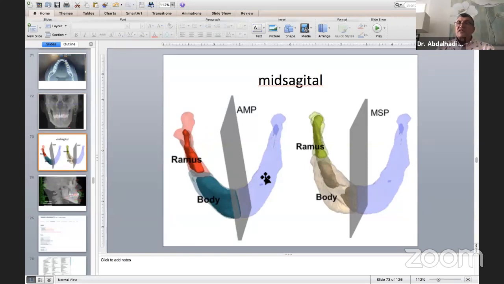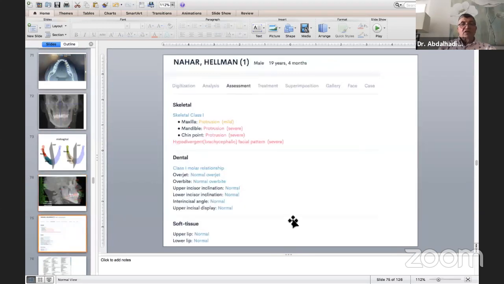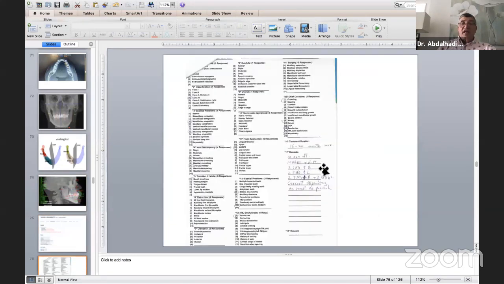So now I have two mid-sagittals. If I take the mid-sagittal of the mandible, you see it is deviated. This is left and this is right. Or I may take the mid-sagittal of the face and I see that it is deviated more to the left. Cephalometric gives me information about the skeletal. I have maxillary protrusion, mandibular protrusion, chin protrusion. And my plan was treatment of 16 months. I have to put TAD in the upper, lower, and correct the asymmetry.